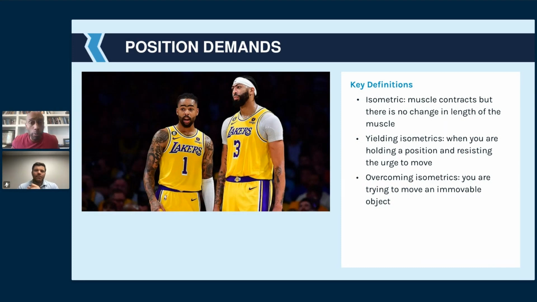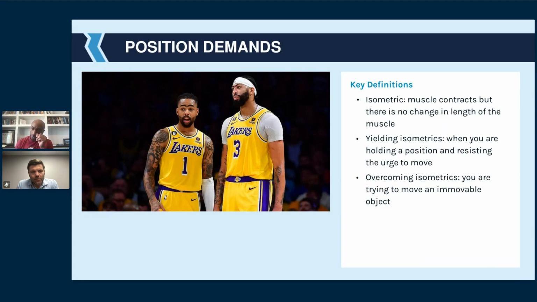Now, taking the isometrics a step further, we have two subcategories. The first one is yielding isometrics. This is when you're holding a position and resisting the urge to move, right? An example would be if I was to perform a split squat. I get into a split squat position and I say hold for 15 seconds, that means you're trying to hold that position as still as a rock without moving.